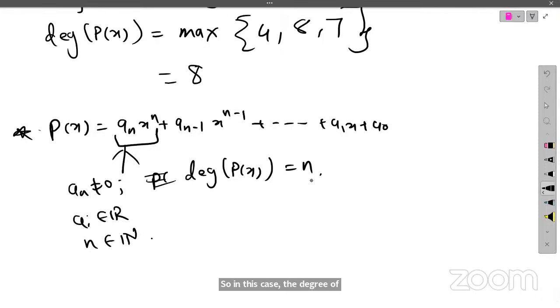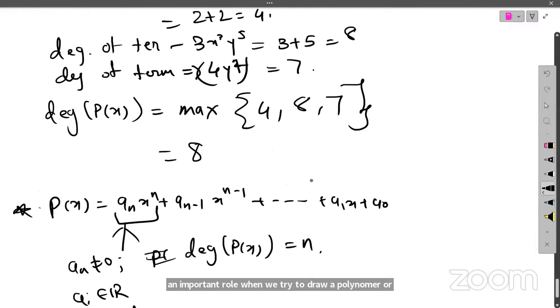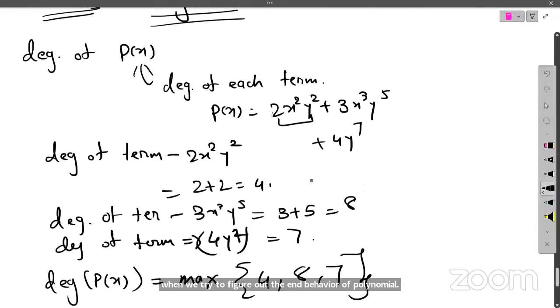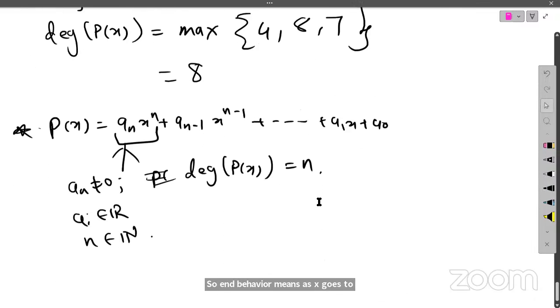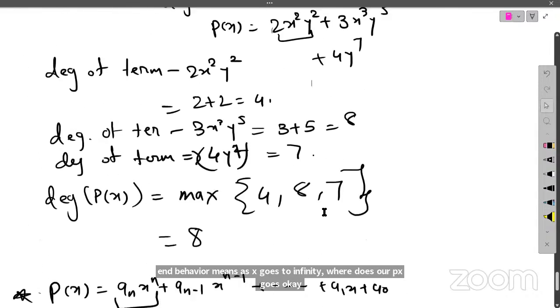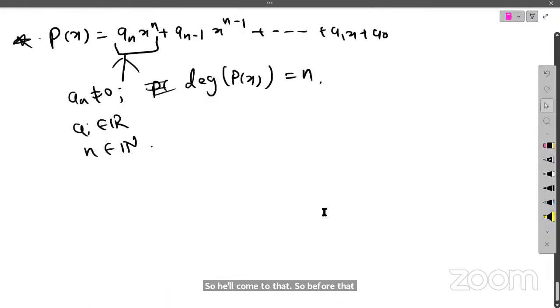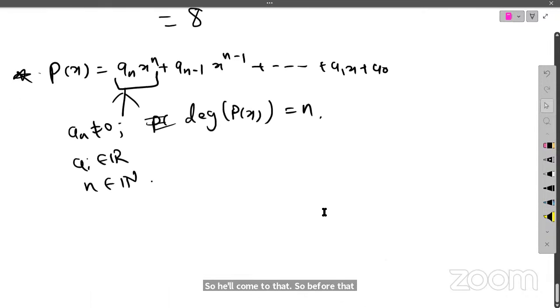Now, the degree of a polynomial plays an important role when we try to draw a polynomial or when we try to figure out the end behavior of a polynomial. End behavior means as x goes to infinity, where does our p of x go? Okay, so we'll come to that. Before that, let's talk about the zeros of a polynomial. So what are the zeros or roots of a polynomial?